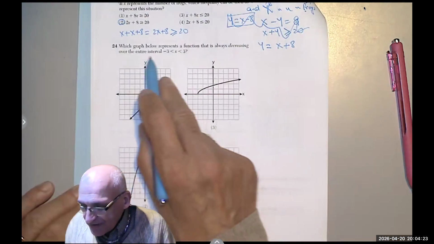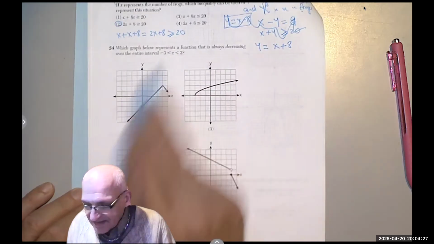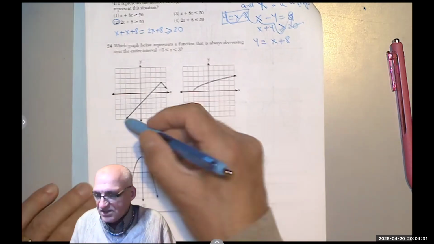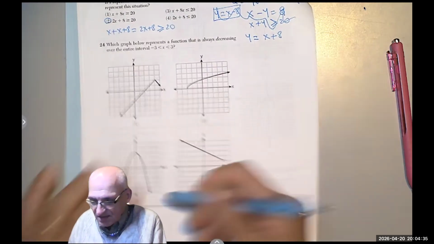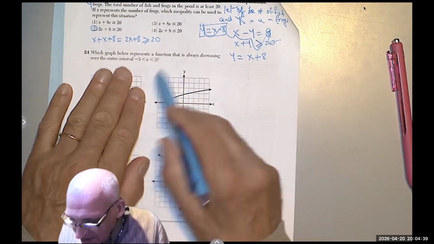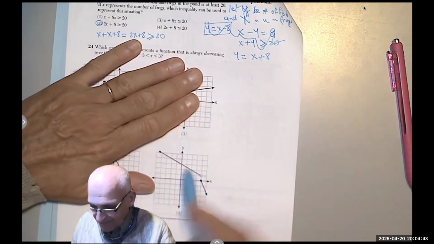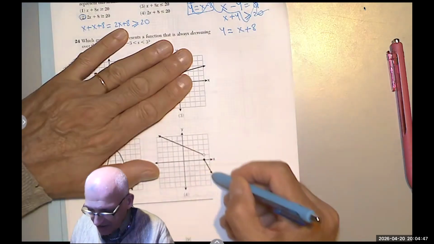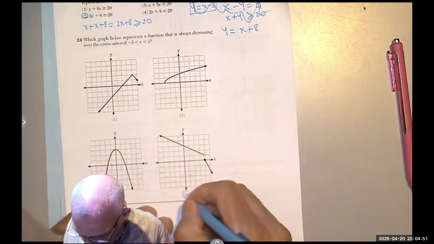Which graph below represents a function that is always decreasing over the entire interval from -3 to 8? Well, this one is increasing. This one is increasing, then decreasing. This one is always increasing. Oh, they want a decrease. This one is always increasing, so it must be this one. It's decreasing on the first part and decreasing also in the second part, so it is 4.